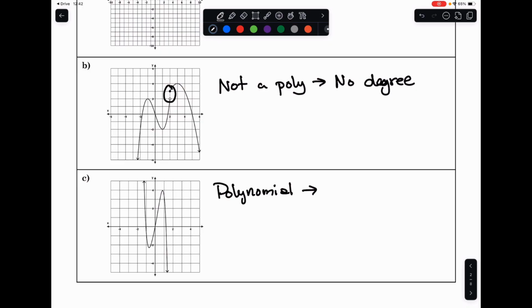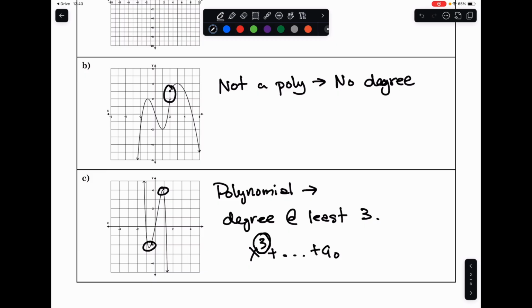And the degree of this, because of the two turns, is going to be at least 3. So this is going to be at least x to the third power plus a bunch of other things until we get to our constants. But the biggest exponent here has to be at least the number 3. It cannot be any lower than that value of 3.